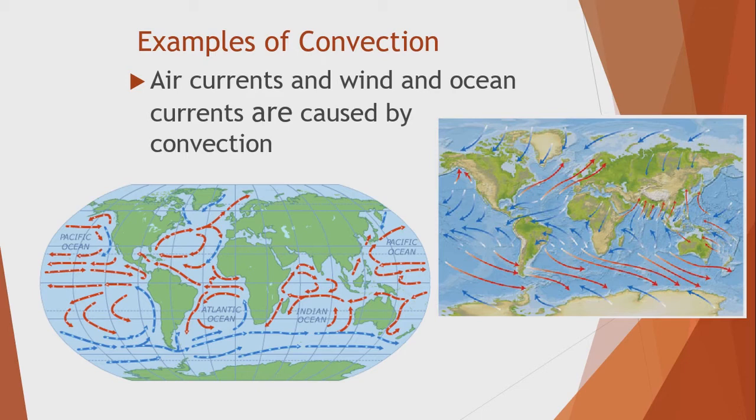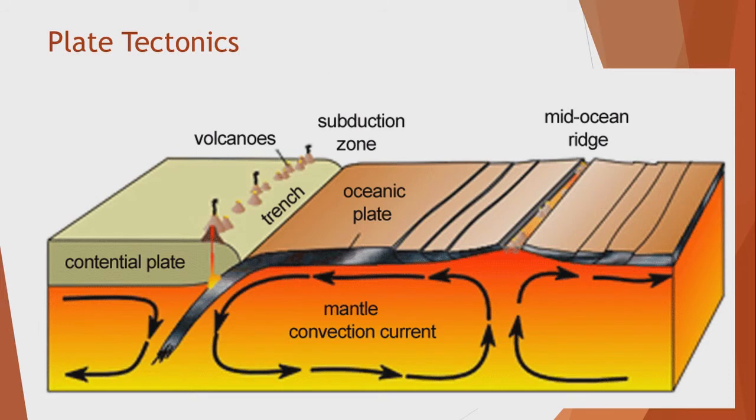For example, air, wind, and ocean currents all depend on convection. The reason why wind and ocean currents happen, why water is moving around in the world and why the wind blows, is due to convection, density. Another topic that we covered earlier this year was plate tectonics and how the parts of the Earth's crust are moving around. That all has to do with mantle convection.